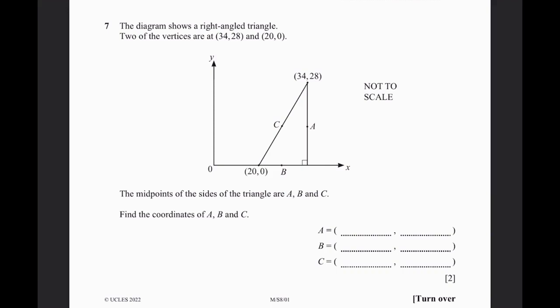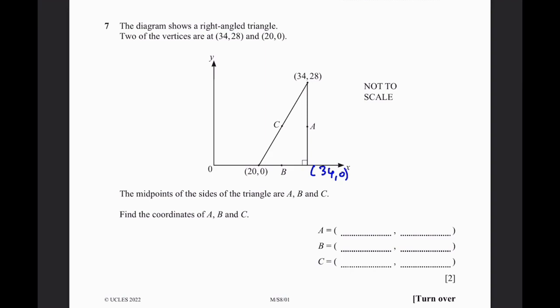Question 7. The diagram shows a right angle triangle. Two of the vertices are at 34, 28 and 20, 0. The midpoints of the sides of the triangle are A, B, and C. Find the coordinates of A, B, and C. We can see the third point over here, it lies on the x-axis. That means y is equal to 0. And the x value is the same as the x value for this, so that's 34. So this point is 34, 0.